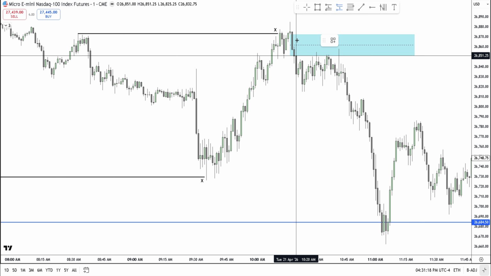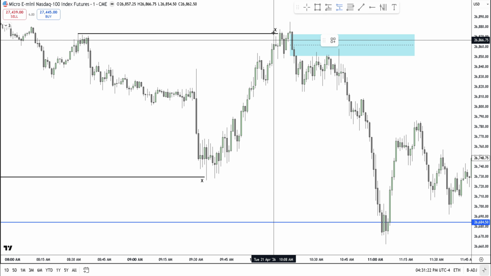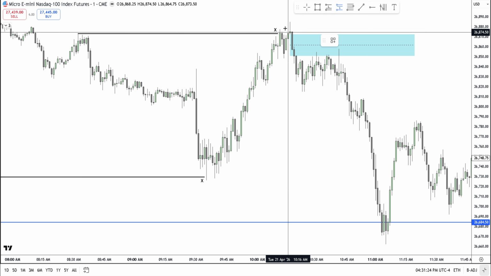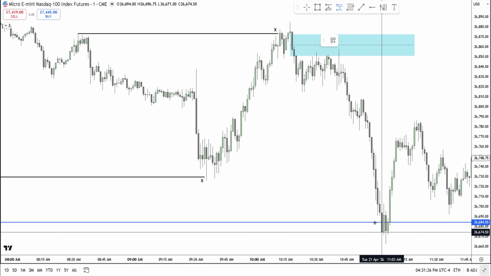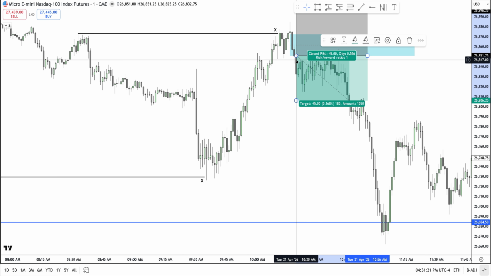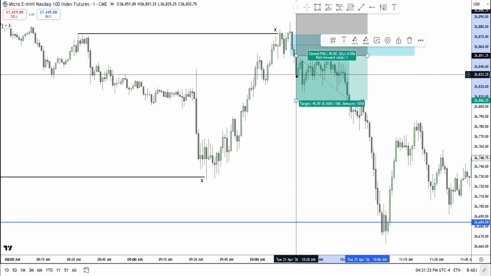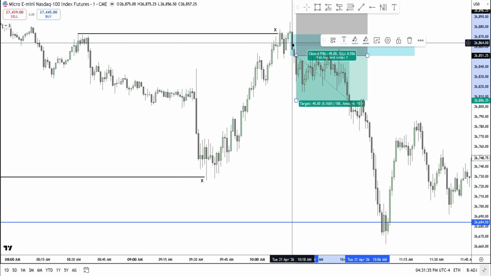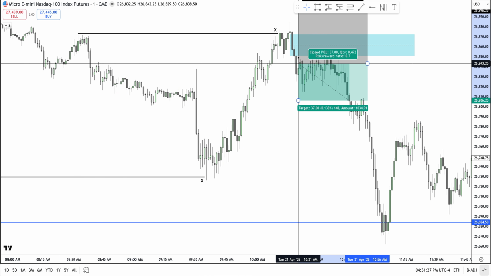So the way you enter on a fair value gap, as you can see, we sweep the buy side liquidity up here. So we're expecting reversals down here and down to this target down here. So what we do, we put our entry right when this down close candle closes. That confirms this is a fair value gap. So we put our limit entry.